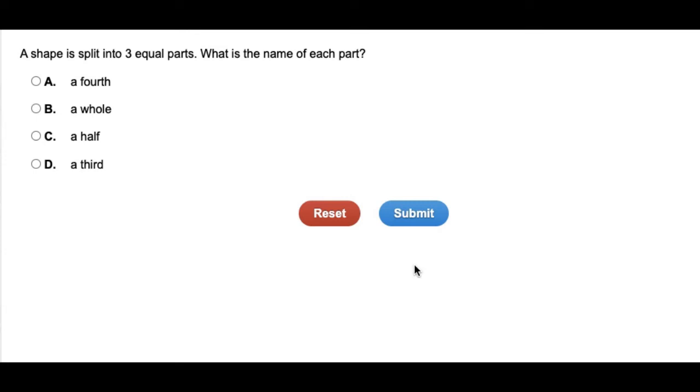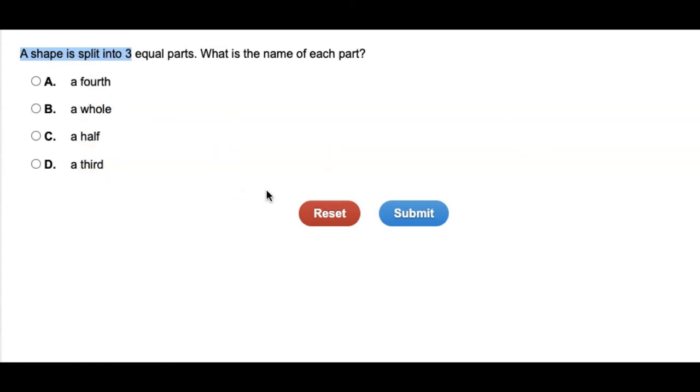A shape is split into 3 equal parts. What is the name of each part? So one part is equal to a third because it's split into 3 equal parts. If we split a whole into 4 equal parts, it's mainly a fourth.